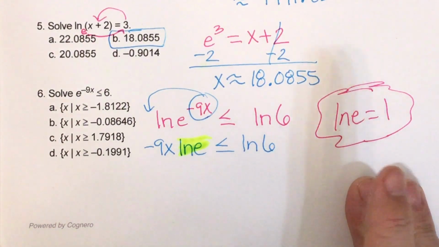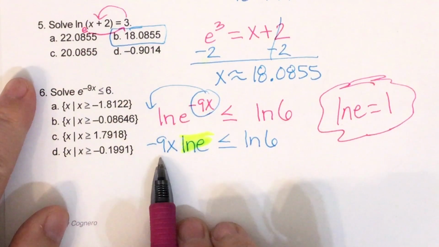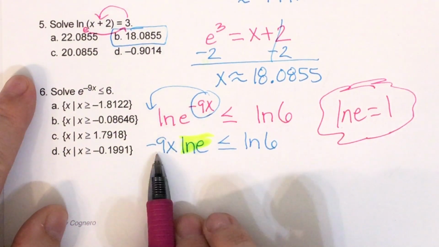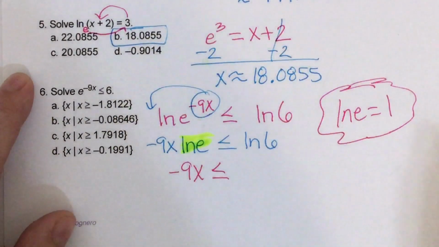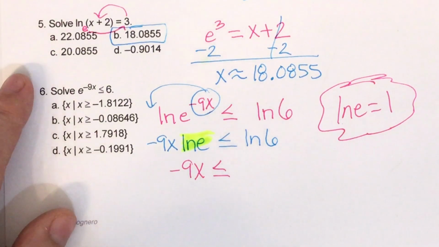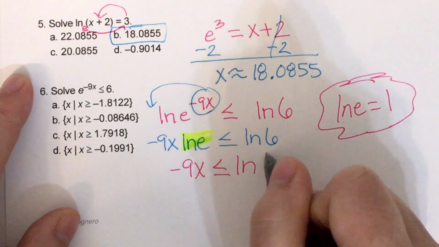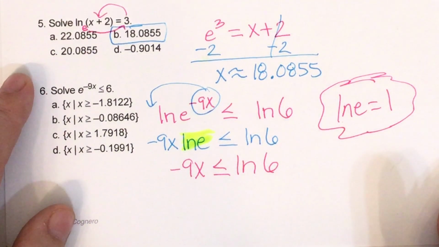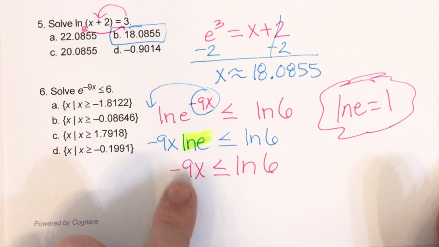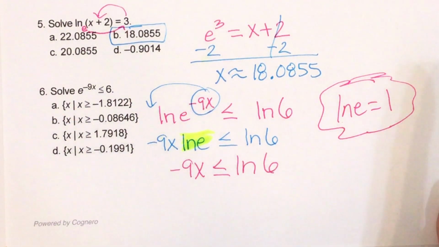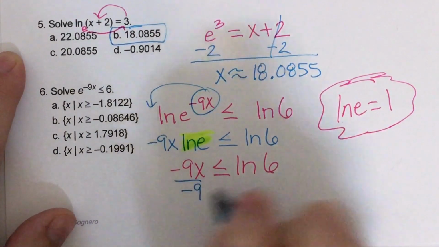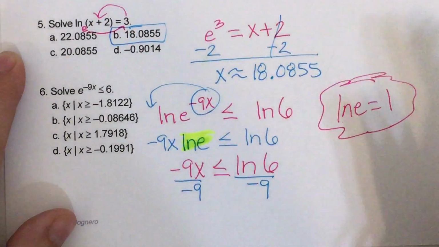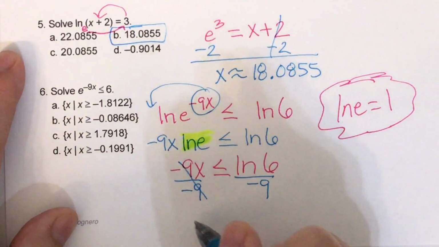So what does that mean? That means you're taking negative 9x times 1, and negative 9x times 1 is just negative 9x. So it just goes away. Yay. And then drop down natural log of 6. Okay, so then to get x by itself, I undo multiplication with division. So I'm going to divide both sides by negative 9. And then my x drops.